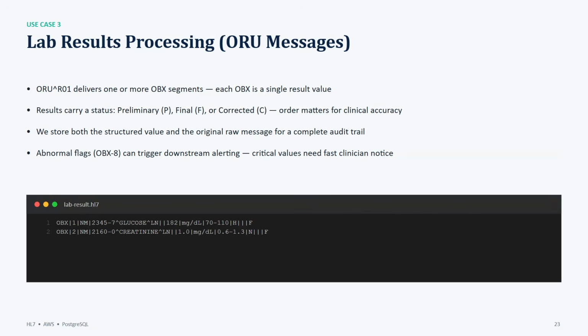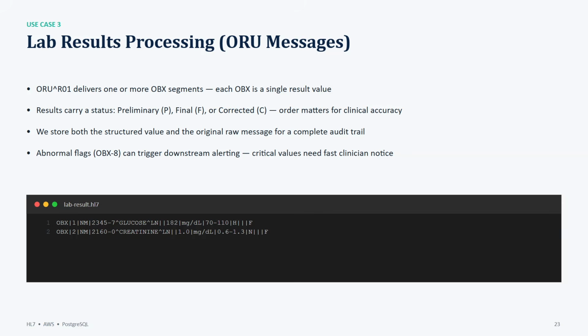Use case 3: lab results. An ORU R01 message can carry many OBX segments, one per result. Look at this example: a glucose reading of 182 flagged H for high, against a normal range of 70 to 110. That H flag matters. It's exactly the kind of thing that should trigger an alert to a clinician, not just sit quietly in a database.